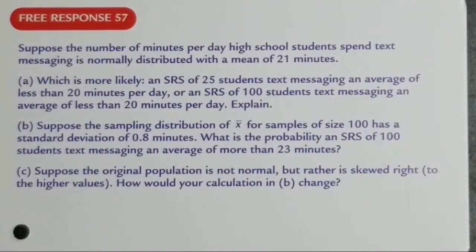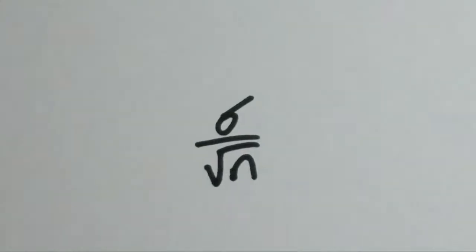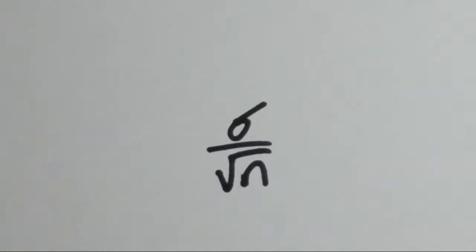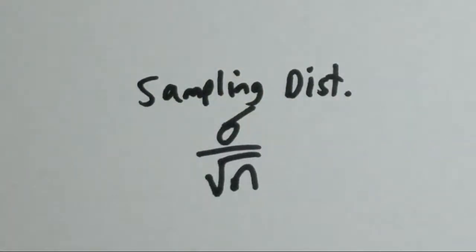And the reason for that, and I can actually write it just right here, is because of sigma over the square root of n. This has to do with sampling distributions. Let me write that up here. Sampling distributions. When you have a certain sample size, let's say like 25 students, and you average the number of minutes spent text messaging per day, you can see that the sample size goes on the bottom of that fraction.